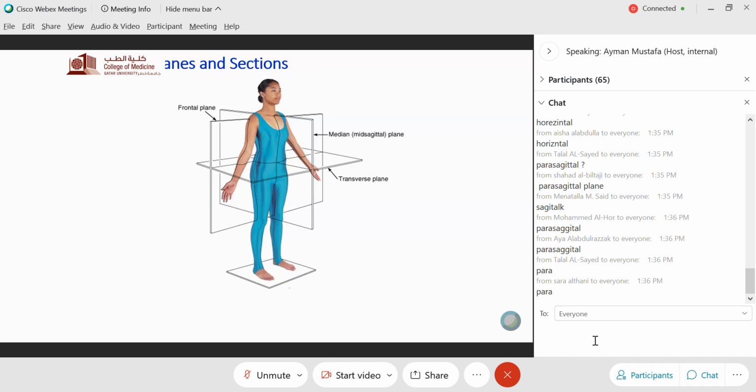So what are the conditions of the parasagittal plane? It's a vertical plane, parallel to the median. It divides the body into unequal right and left parts. Okay?